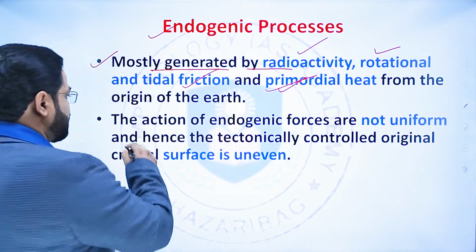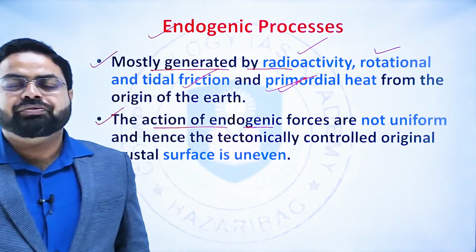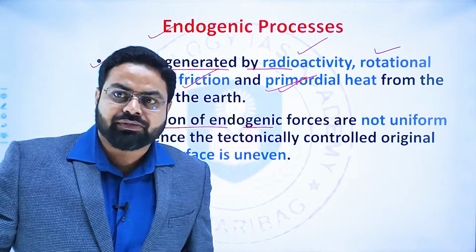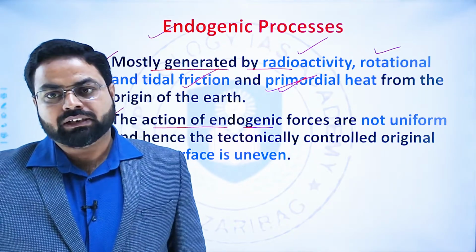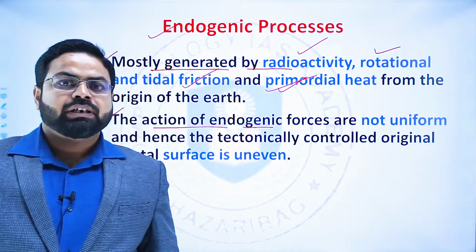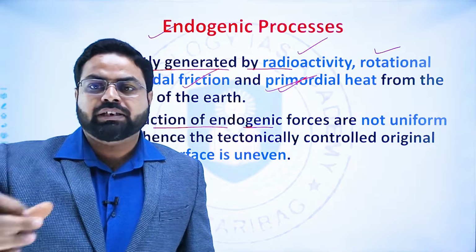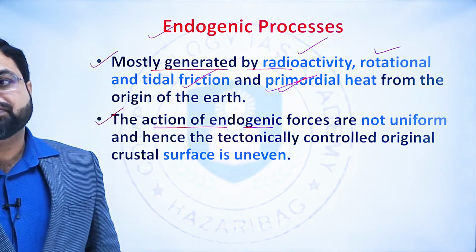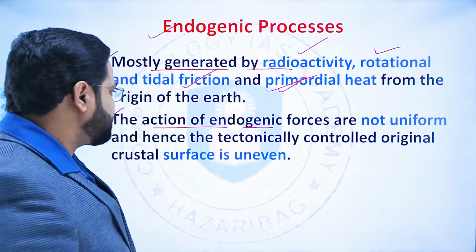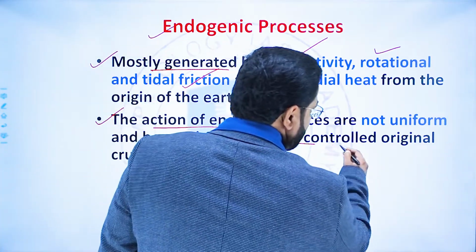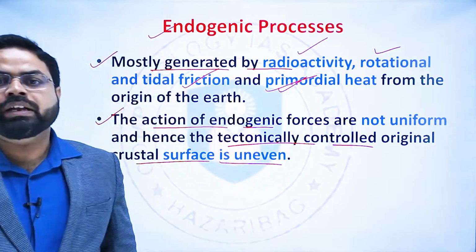And now the action of the endogenic forces is not uniform throughout the surface of the earth as well as throughout the body of the earth, because of which different amounts of endogenic forces are applied at different places on the surface of the earth as well as inside the earth. And this is why the tectonically controlled original crustal surface of the earth is uneven.